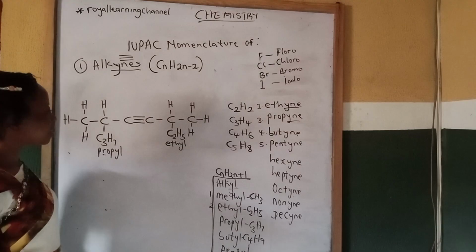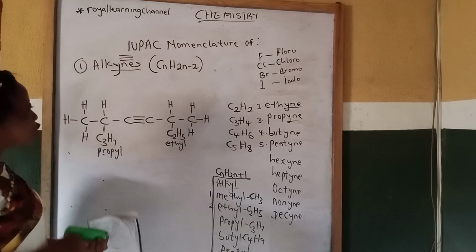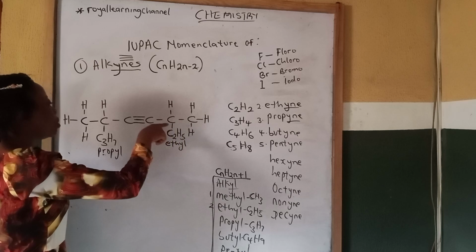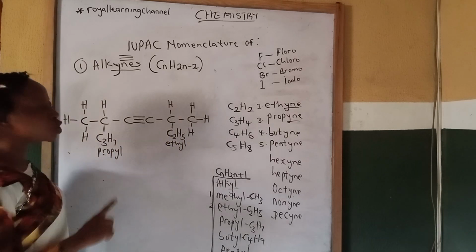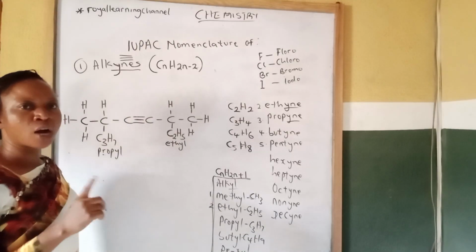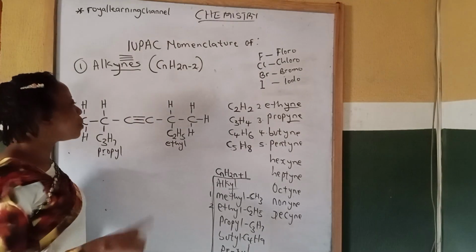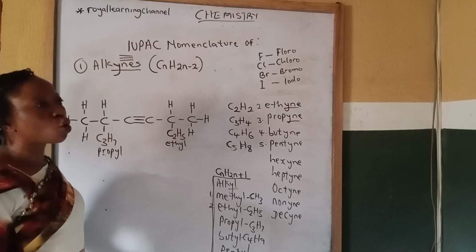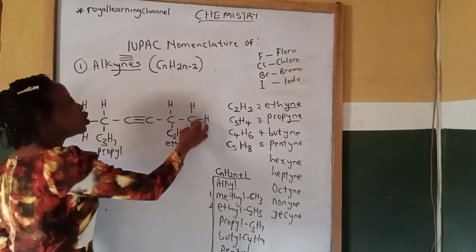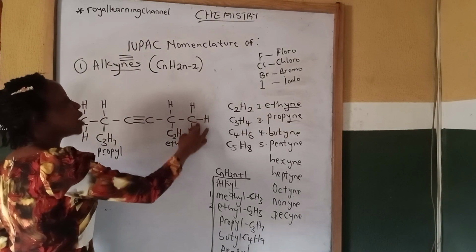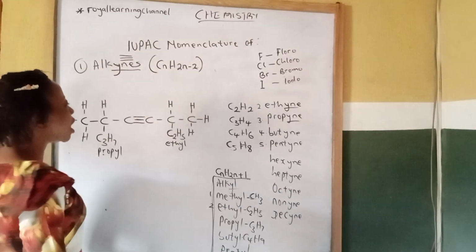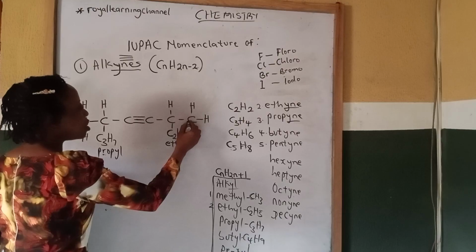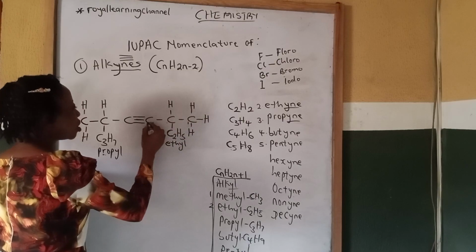Then before naming, you have to what? You number your longest continuous carbon chain. Then you consider the position of your what? Your functional group before you number. So you number from the end, which will give you the lowest to the terminal carbon atom. So your terminal carbon atom can be your carbon atom at the right, it can be your carbon atom at the left. So now if you name from the right hand side, 1, 2, 3.